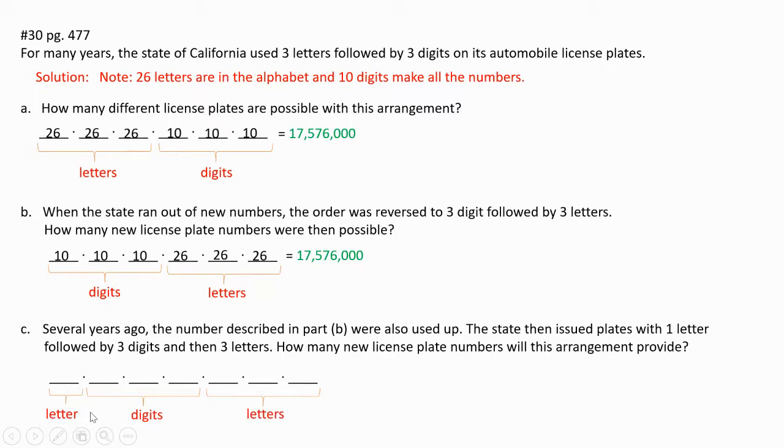So 26 letters can go there, and besides this arrangement, there are no restrictions. So it's going to be 10, 10, 10, because 10 digits can go here. Also 26 letters, and 26. If you multiply them out, this is the answer. Imagine, guys, with only one letter added, they go from 17.5 million to almost 457 million. So that letter made a big difference.